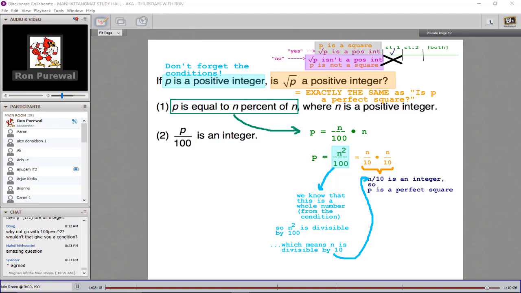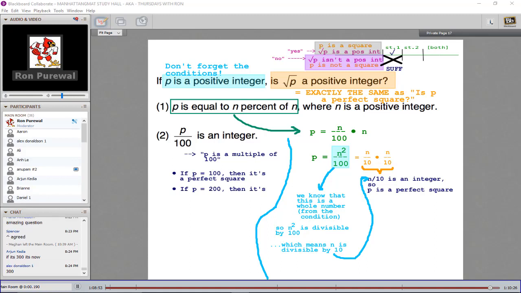Statement 2 just tells you that P is some multiple of 100. So that's not going to tell us. I mean, it could be a perfect square. Sure, it could. So that's basically all this means. P is a multiple of 100. I mean, if P is 100, it's a perfect square. But if P is like 200, then it's not. Or 300. That's enough to check the boxes.